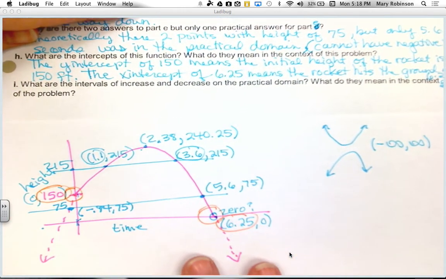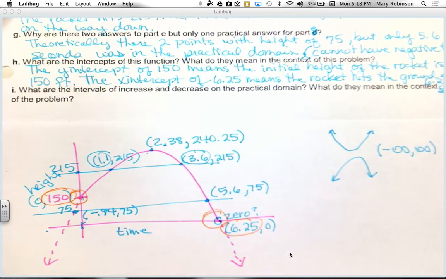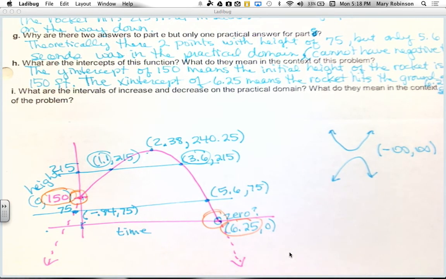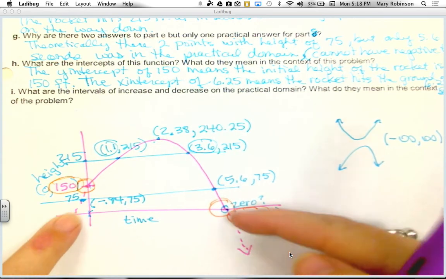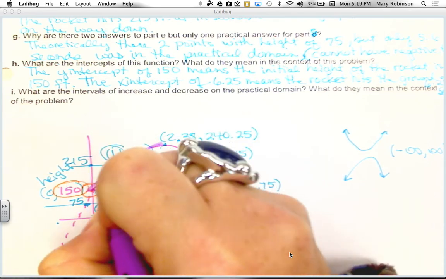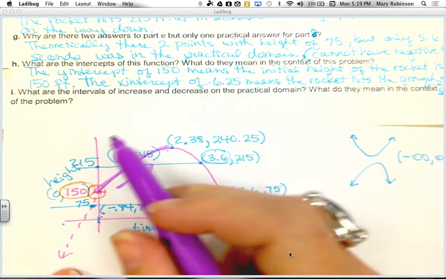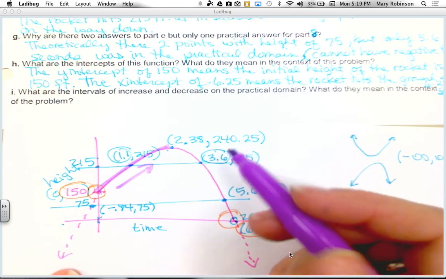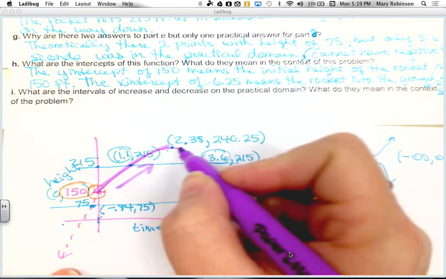And lastly, almost, I'm going to do theoretical and practical range as well. I covered that in class. Lastly, you are asked, what are the intervals of increase and decrease on the practical domain? I'm going to grab a highlighter. So remember, your practical domain is only the part that represents the path of the rocket. Everything else doesn't matter. But we do know that it increases here. If I draw an arrow showing that it increases, remember when we state intervals of increase and decrease, we're only defining the x values where that action is taking place.